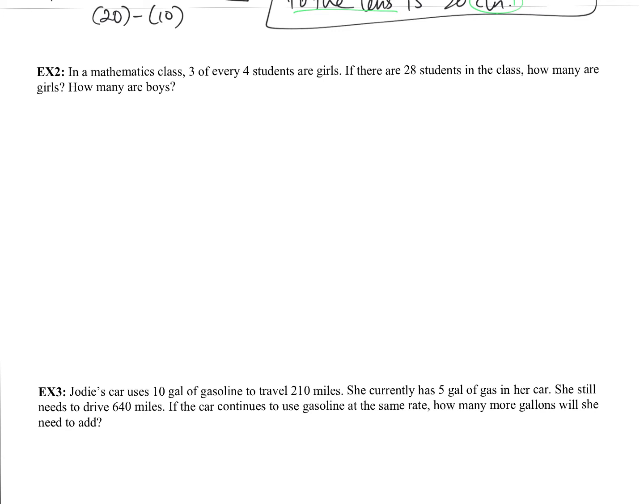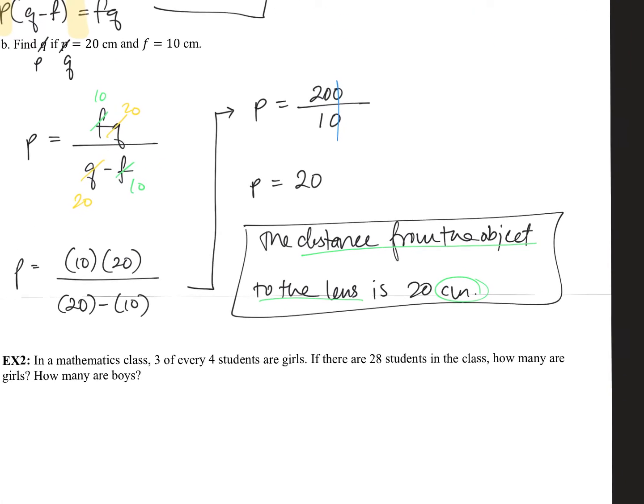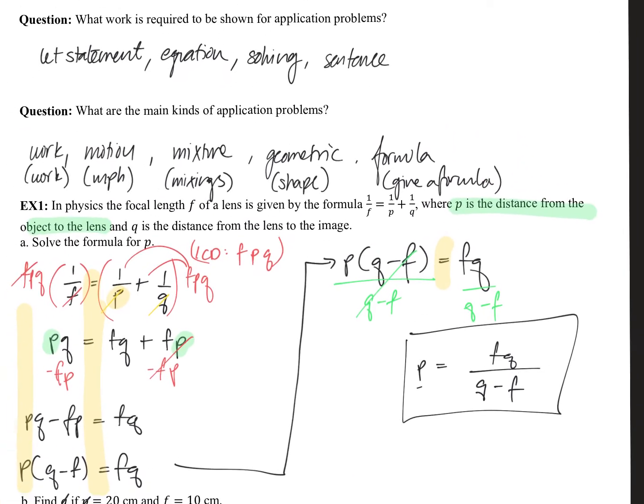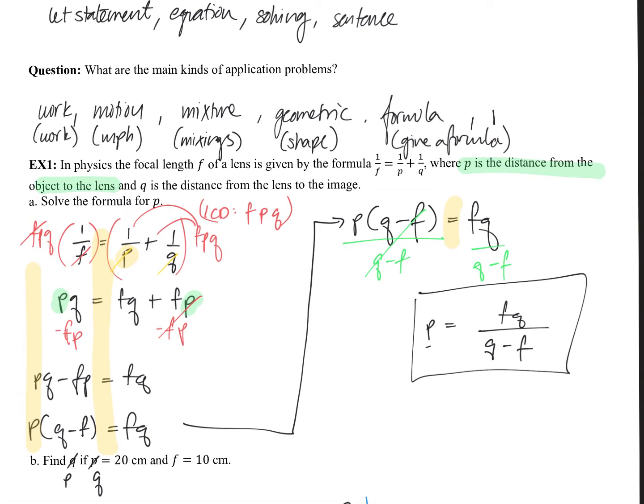In your mathematics class, 3 of every 4 students are girls. If there are 28 students in the class, how many are girls and how many are boys? Now this type of problem is not actually mentioned above. I'll go ahead and add it in. This would be a proportion problem.